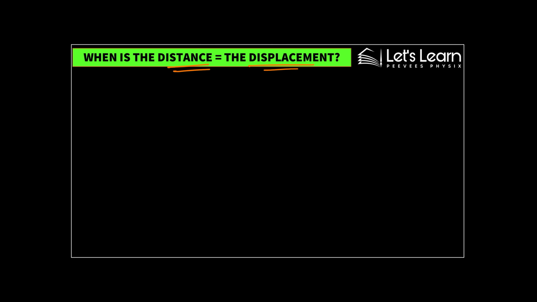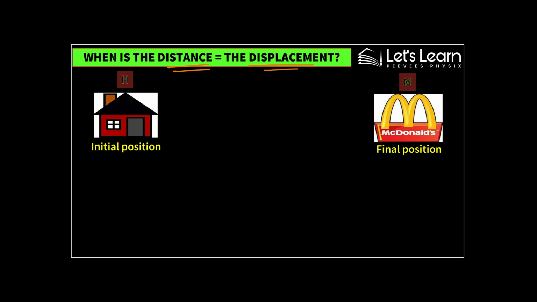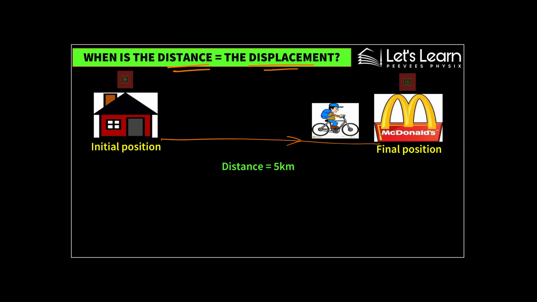Now we go for a situation where distance is equal to the displacement. Look at the initial position and final position. He starts from the house all the way to the McDonald's shop. And how much is the distance traveled? Let me say 5 km. Length of the path, 5 km. And how much is the displacement? Straight line from starting point to ending point. That is also 5 km towards east. So in this situation, distance and displacement are equal. This is possible only when the object is moving in a straight line.